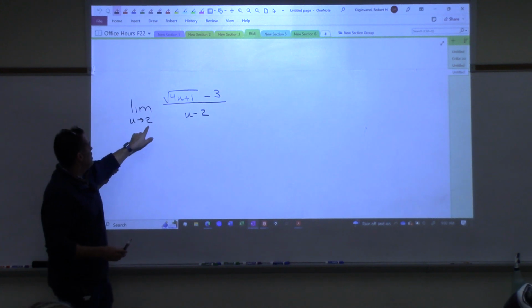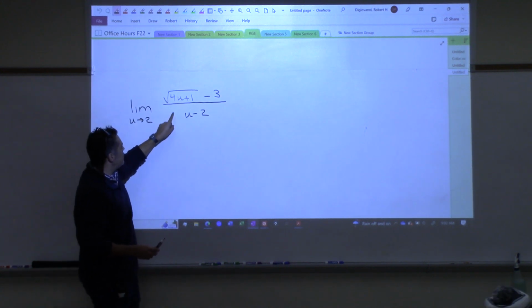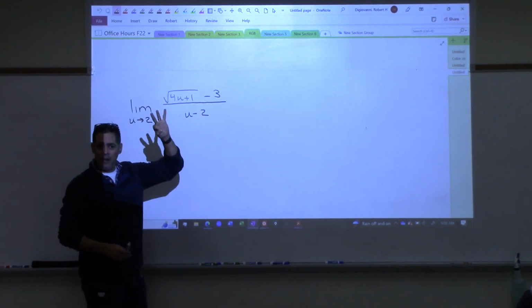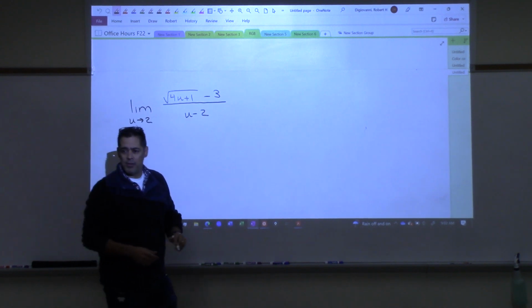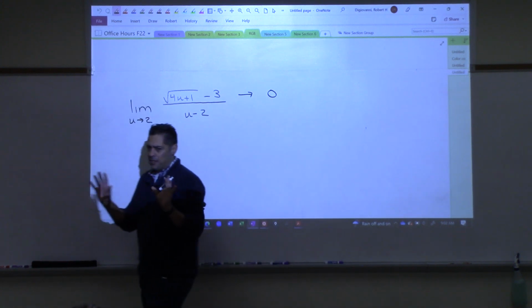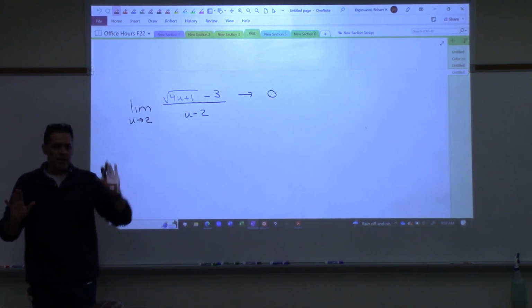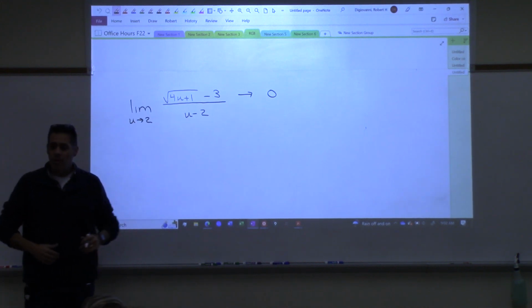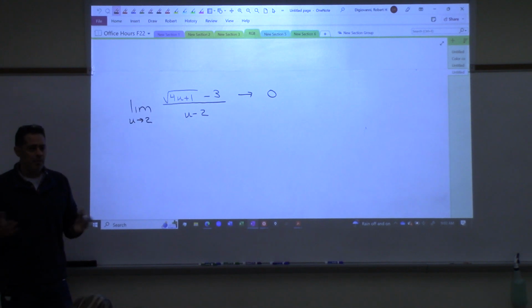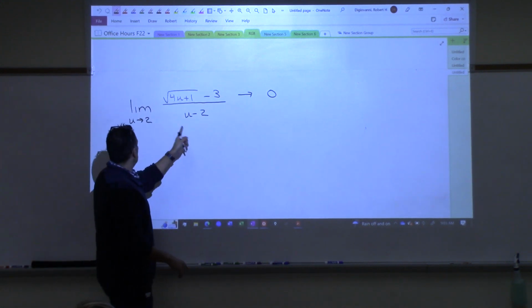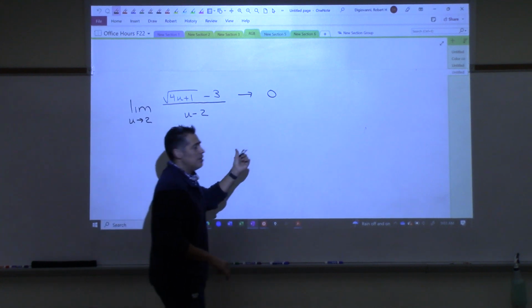So let's replace u with 2. 4 times 2 is 8, plus 1 is 9. The square root of 9 would be 3. And 3 minus 3 on top would give us 0. So we have 0 on top. Is that enough for us to say that this is bad? Having a 0 on top? No. If we have a 0 on the bottom as well, then it's bad. What if we got the number 4 on the bottom? Our answer would be 0, because 0 over 4 is 0. We just can't get 0 over 0. So of course, u goes to 2, you get 2 minus 2, you get 0 on the bottom as well.